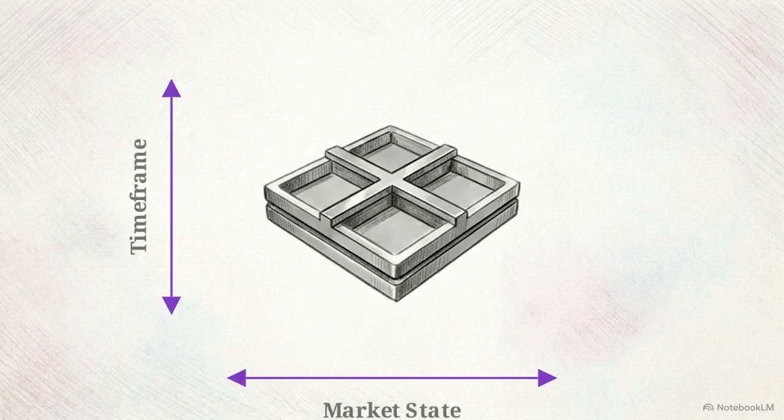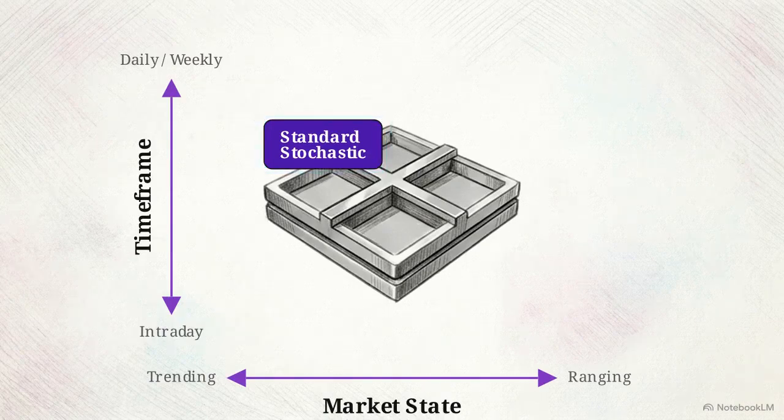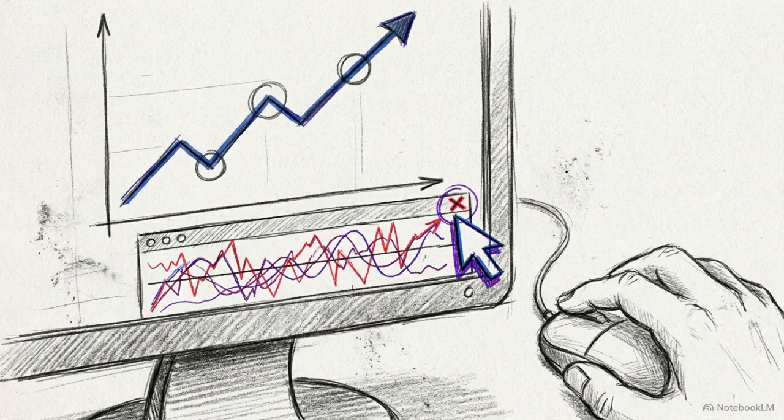We map these decisions on a quadrant chart, time frame versus market state. The standard stochastic belongs in the top left quadrant for swing traders on daily charts riding macro trends. The stochastic RSI drops into the bottom right, reserved for day traders hunting fast micro movements in ranging markets. If you are riding a heavy, established macro trend, keep the twitchy tools off your screen entirely.